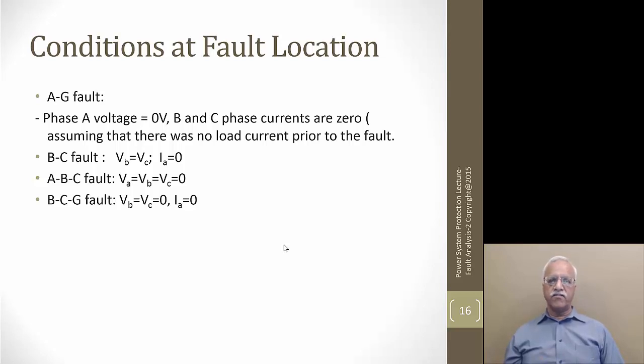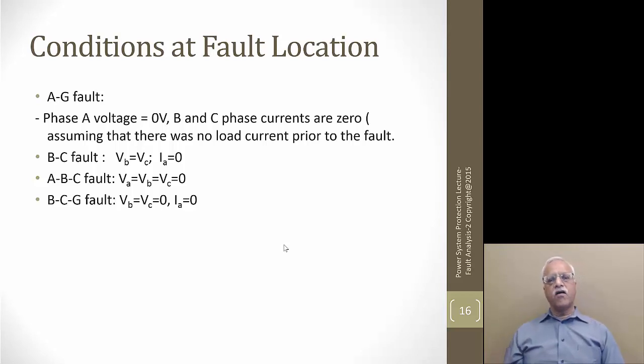And for an A to B to C fault, we have currents on all the phases, and VA, VB, and VC, because they are adding, that will be equal to zero. VA equals VB equals VC, and IA will be equal to IB equal to IC. So that is your A to B to C to ground fault. Why I said zero here is that whether you involve ABC to ground or ABC, the effect is the same.